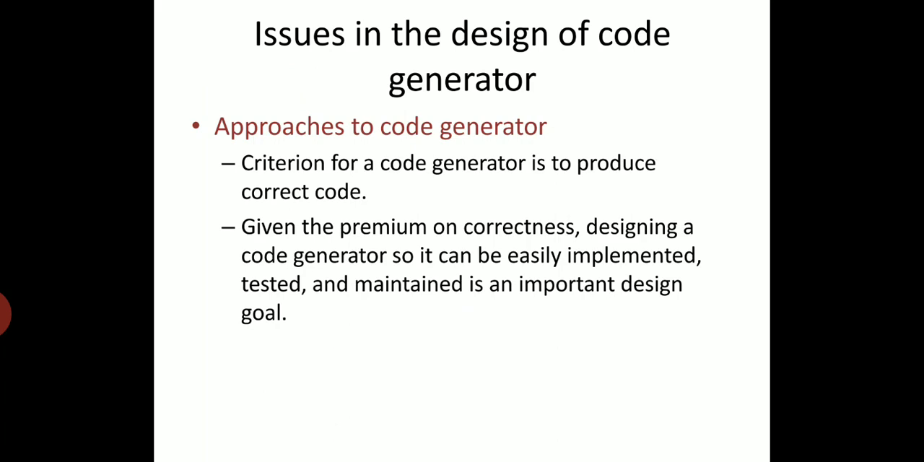The last issue is the approaches to the code generator. You know that the criterion for the code generator is to produce correct code. So we have to give premium importance to the correctness of the code while we design a code generator.